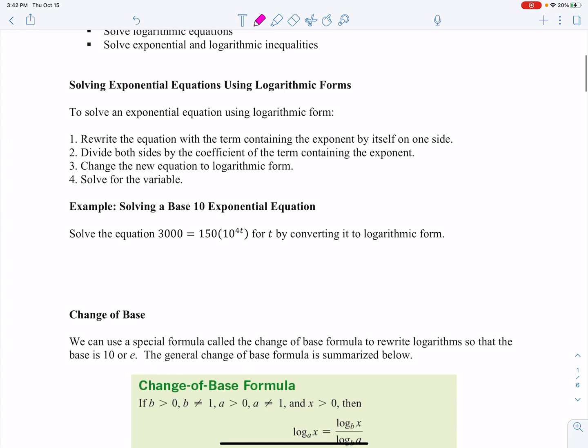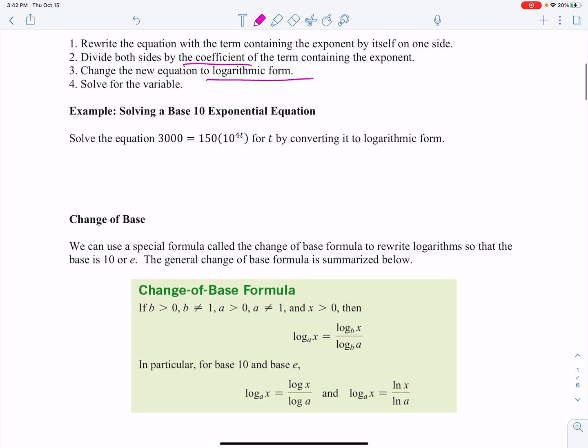All right. So now we're going to solve some exponential equations using logarithmic forms. So to solve an exponential equation using logarithmic form, first rewrite the equation with the term containing the exponent by itself on one side. Divide both sides by the coefficient. So remember, a coefficient is a number in front that's being multiplied by the exponential function or the term containing the exponent. Change the new equation to logarithmic form, and then solve. Okay, so that's what we're going to do here.